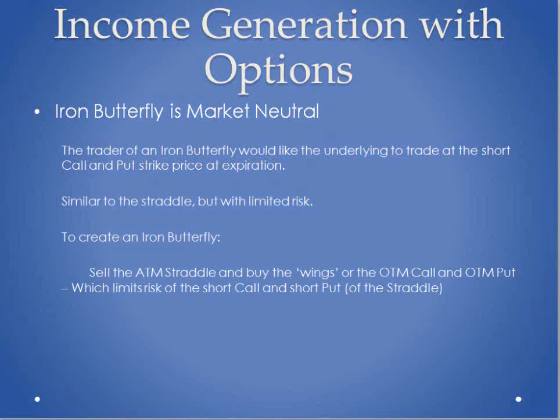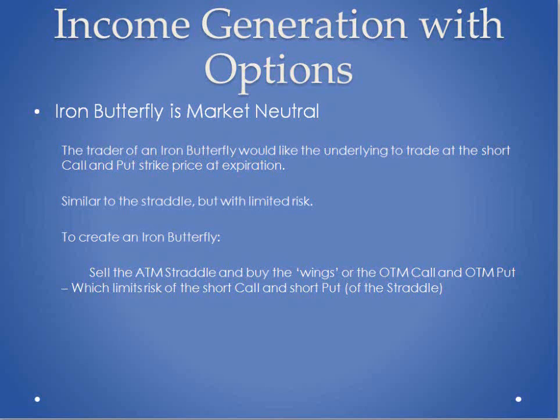But we're going to be selling the money straddle and buying the wings, which makes it the butterfly. The base is going to be the straddle. The wings are going to be our defined risk. And we're going to be buying an out of the money call and an out of the money put, usually at equal distance from the straddle strike prices. You can make it however you want, but usually this goes with the same strikes going further out, which limits the risk of the short call and the short put of the straddle.